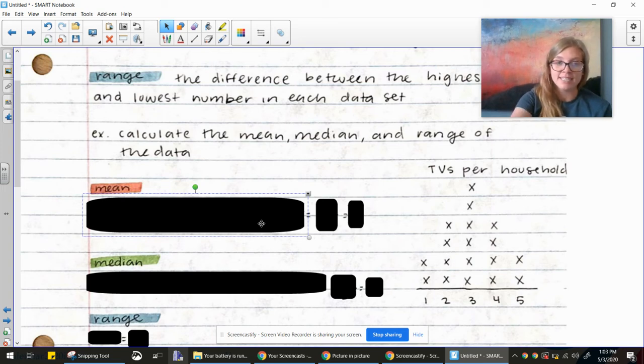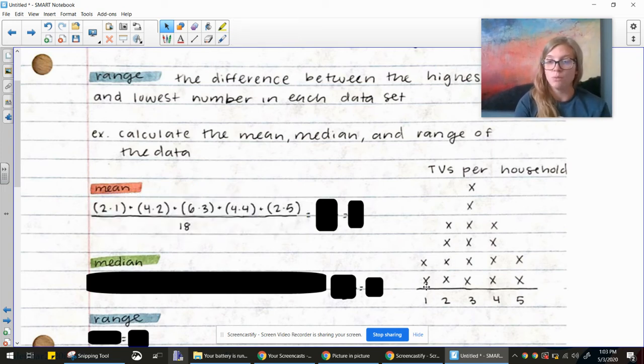To find the mean of this data, instead of listing 1, 1, 2, 2, 2, 2, 3, 3, 3, 3, 3, 3, we created an expression that represents this. So there are 2 households with 1 TV, 4 households with 2 TVs, 6 households with 3 TVs, 4 households with 4 TVs, and 2 households with 5 TVs. And there are 18 households total. When we evaluate the numerator, we discover that there are 54 TVs total over 18 households.